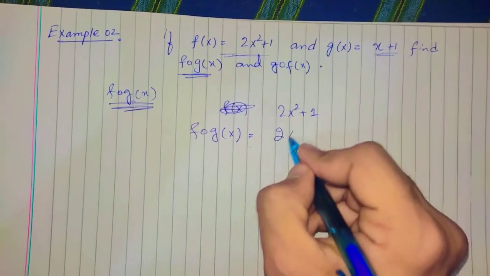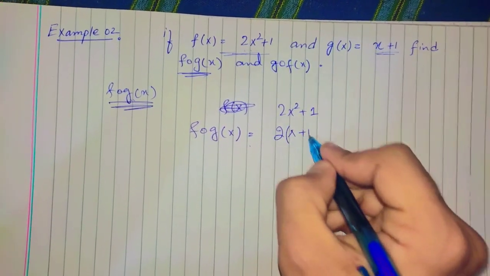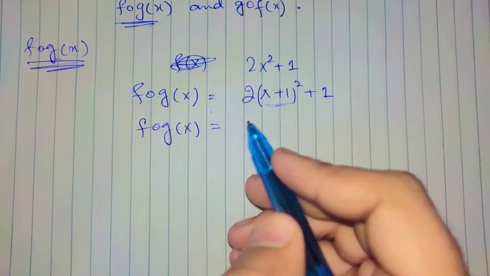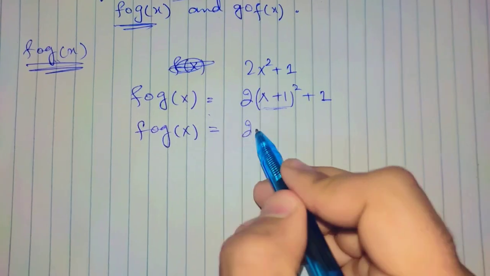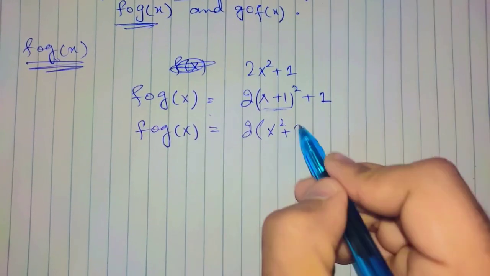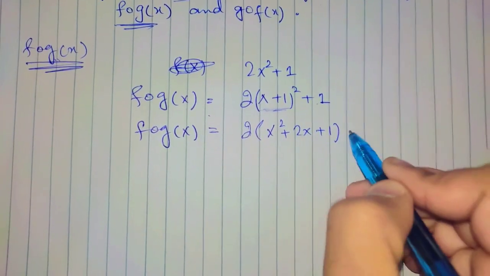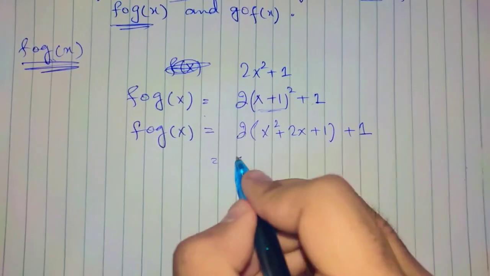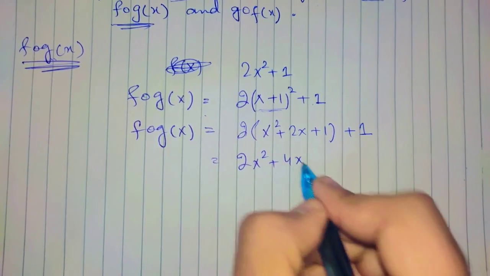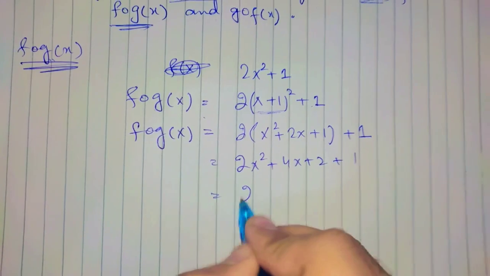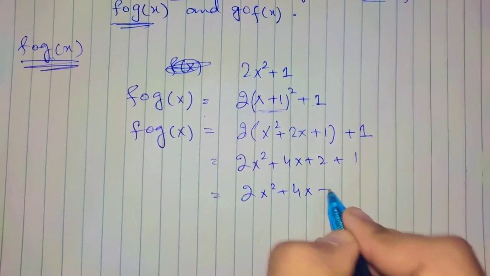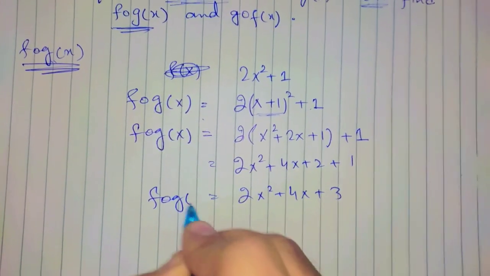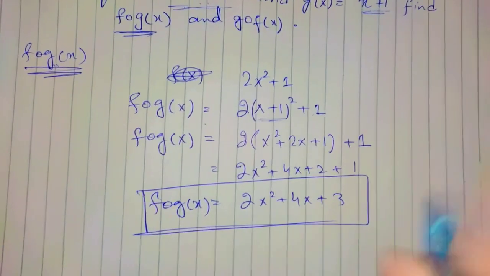2 into (x plus 1) whole square plus 1. Okay, now open the square of this bracket. You will get 2 into (x square plus 2x plus 1) plus 1. Now multiply: 2x square plus 4x plus 2 plus 1. So 2x square plus 4x plus 3 is the answer for f of g of x.